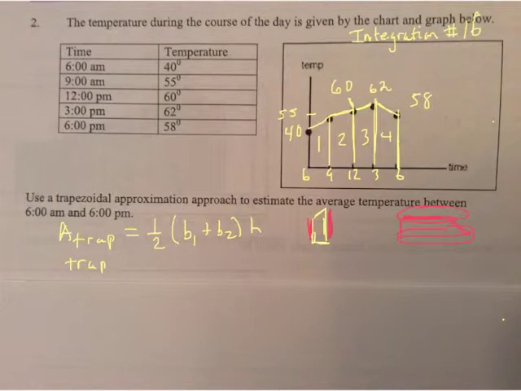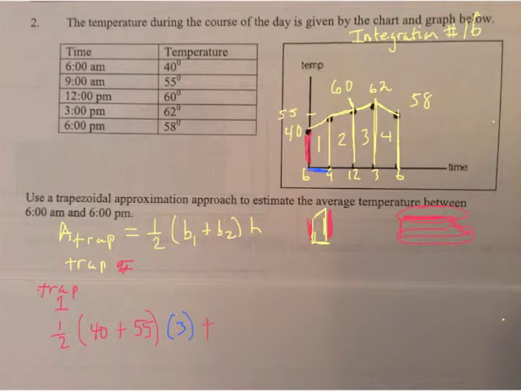So in our case, for trapezoid 1, I need to have 1/2 the sum of the bases, which I have, 40 on the left plus 55 on the right, times the height. And the height of the trapezoid is the length of the base there, which is the delta x in there. So that's a value of 3.